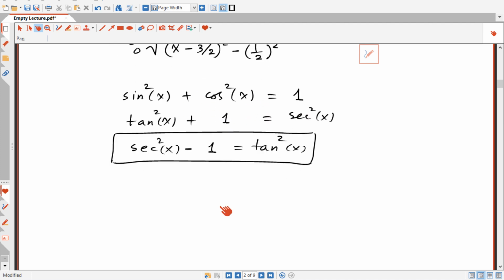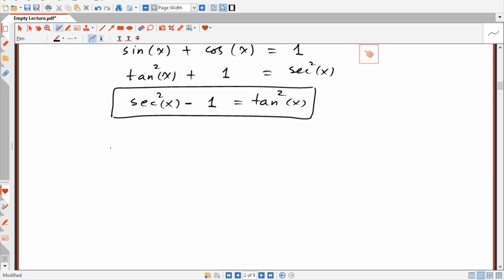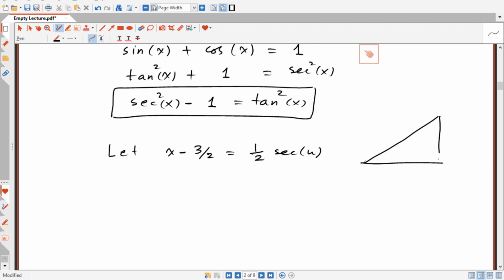let's say half secant u. Okay, so let x minus 3 by 2 be equal to 1/2 secant u, and then let's draw the triangle to make it easy to calculate the other terms. So we have u here. This is the adjacent, this is the hypotenuse, and this is the opposite side.